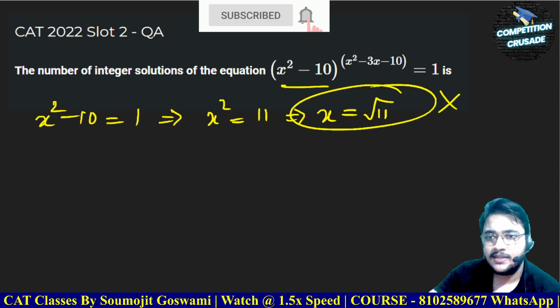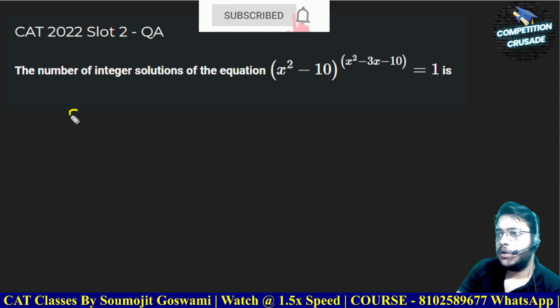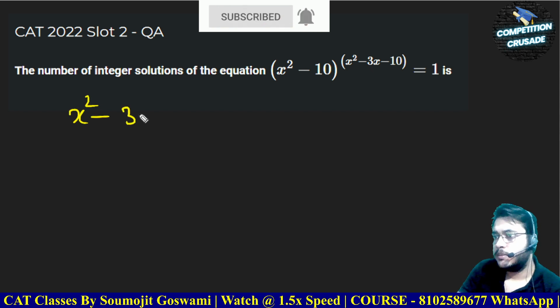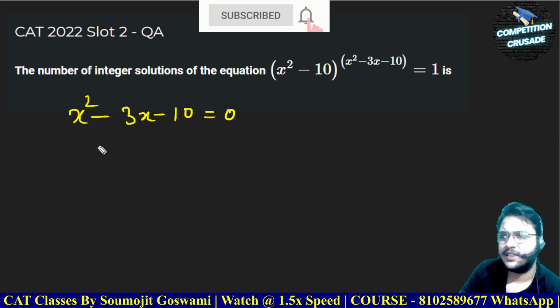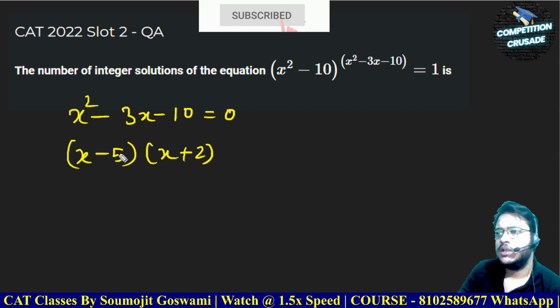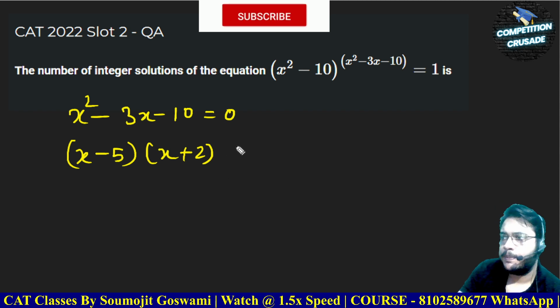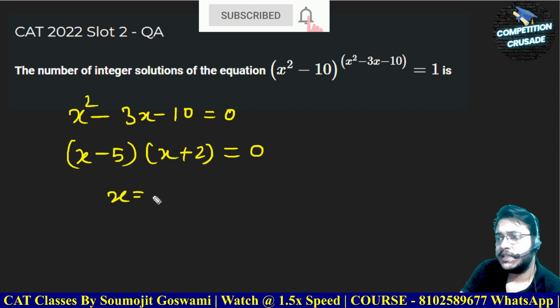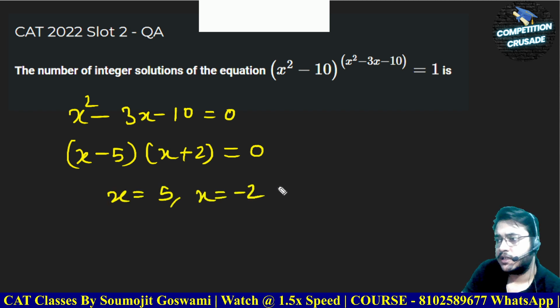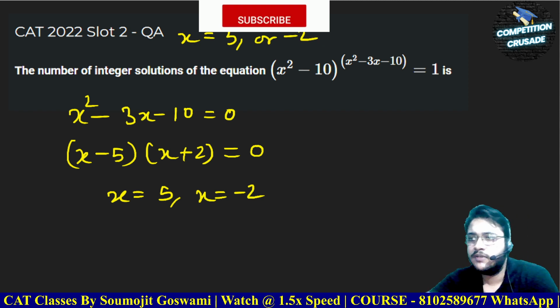The next case is anything raised to the power 0. Effectively we are talking about x square minus 3x minus 10 equals 0. Now obviously you will be very fast at factorizing this. This will be x minus 5 and x plus 2. Sum has to be minus 3, product has to be minus 10. That is equal to 0, which means either x is going to be 5 or x is going to be minus 2. So x can be 5 or minus 2. So two possible values so far.